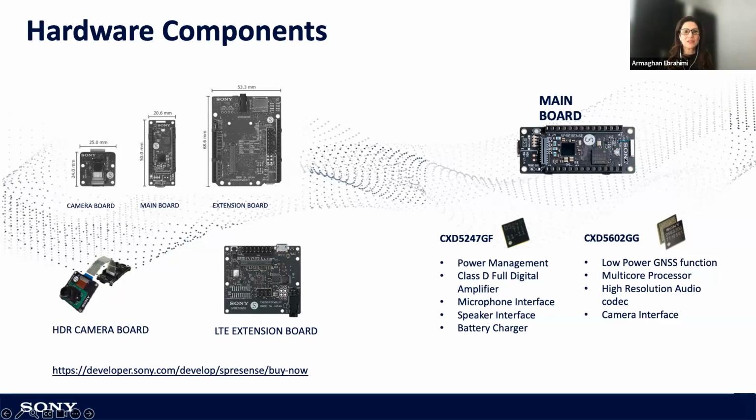Let's talk about this main board. The main board has 2 chips on it. These 2 chips have been used in smart Xperia headphones, and each of these chips has different functionalities. For example, if you look at the CXD5602, you have low power GNSS functionality covered in this one. Or if you look at the other chip, you have the power management, which is available in this chip.